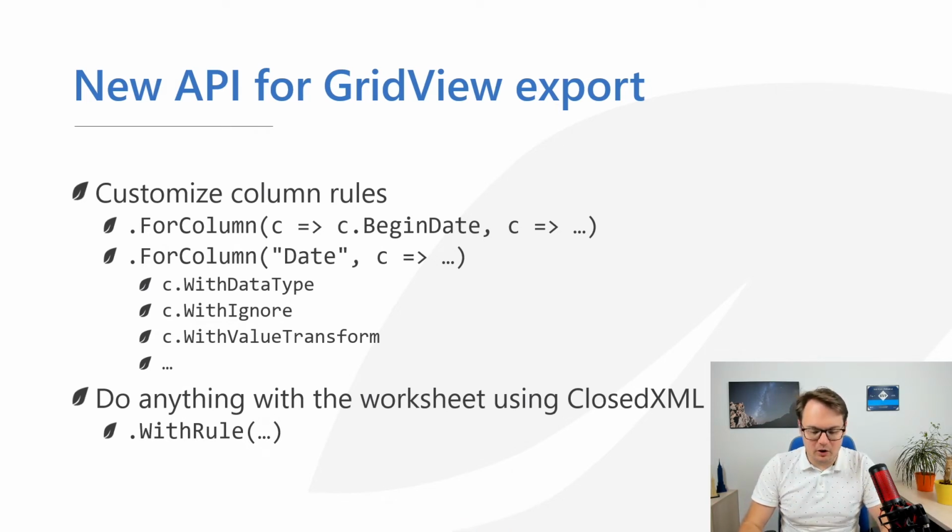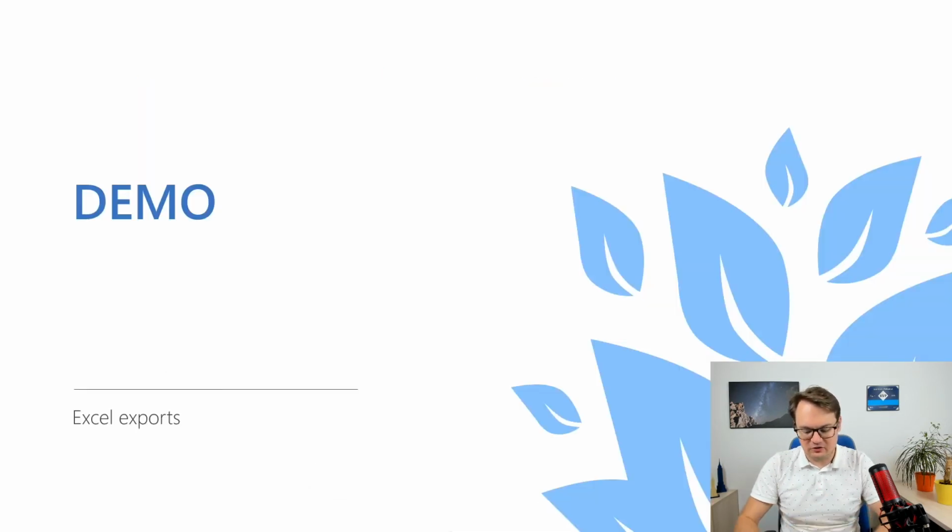There's a lot of options, and also there are extensibility points. So for example, you can say after the library finished the export, you can still touch the file and you can still make some changes before the stream is produced. So you have a lot of extensibility points here. So let's look at the demo.